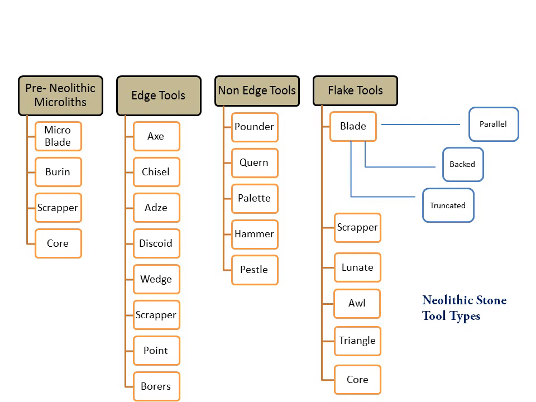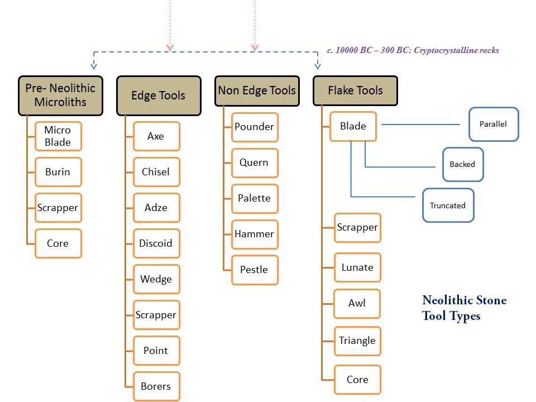Dolerite, diorite and granodiorite are available in the form of dikes in the granitic hills of northern Karnataka and northern Andhra Pradesh, and granite and schist were readily available within the hills themselves. In addition to that, microlithic technology and flake tools continued alongside the edge tools and non-edge tools. The Neolithic culture also adopted blade technology such as tanged blades, backed blades and truncated blades. They also used scrapers, lunates, awls, triangles and cores.